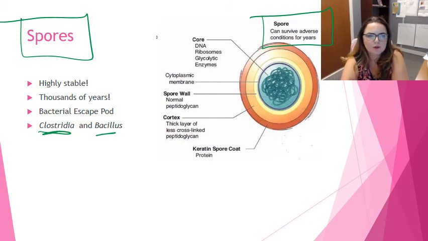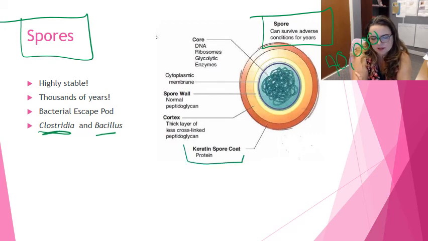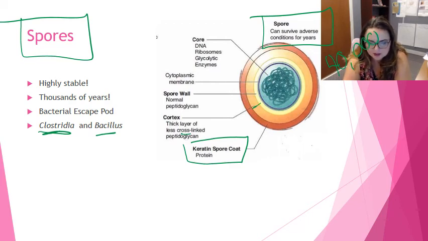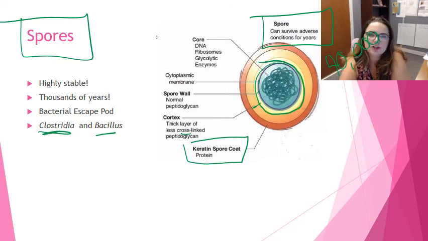When we talk about spores, when we talk about anthrax, I'll tell you the story of Lubia, the baby woolly mammoth that had B. anthracis spores on it that survived in the tundra for 40,000 years. That's how hardy these structures are. But basically, it has this keratin spore coat, which is a protein. It then has this thick layer of cross-linked peptidoglycan. It has just normal peptidoglycan. It has a cytoplasmic membrane, and then in the core, it has the entire genetic material.